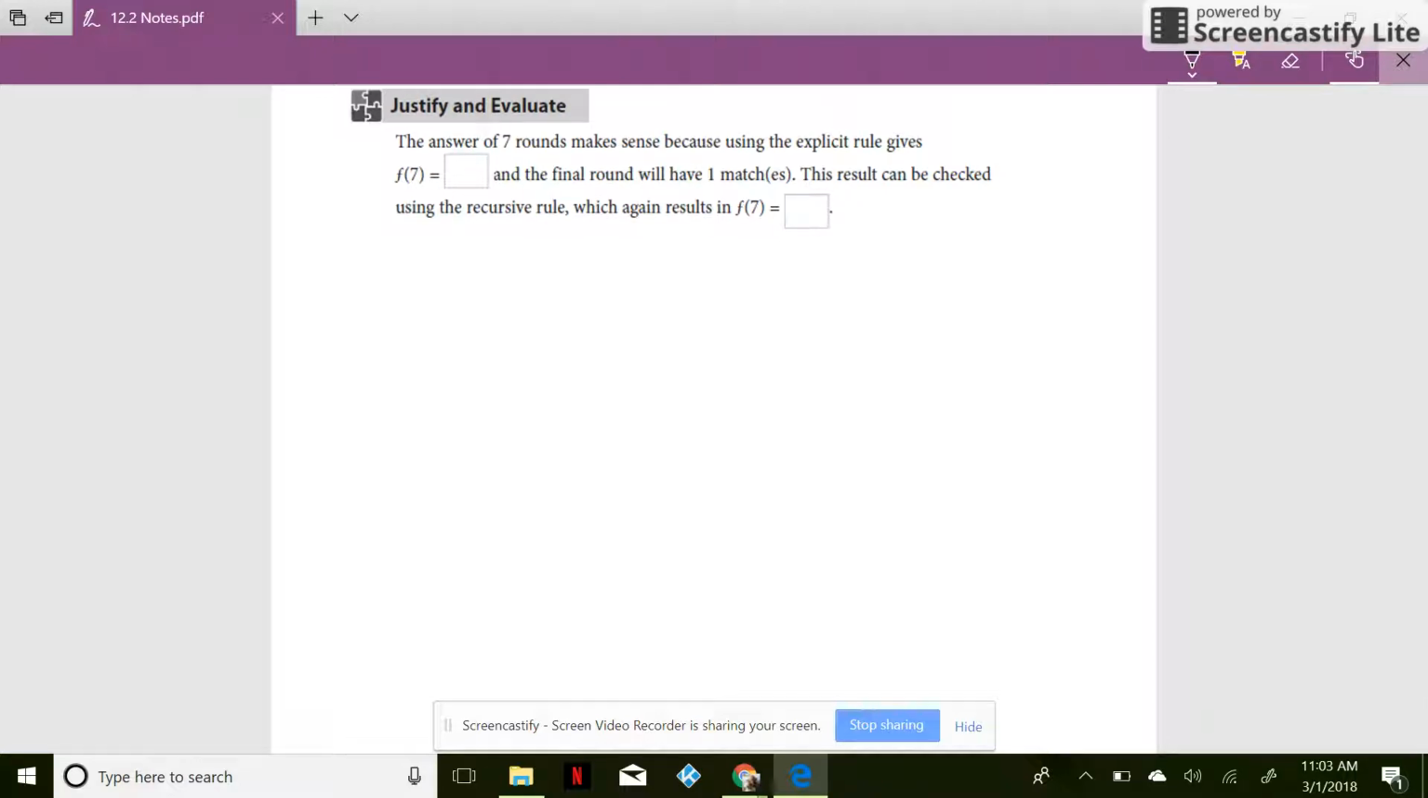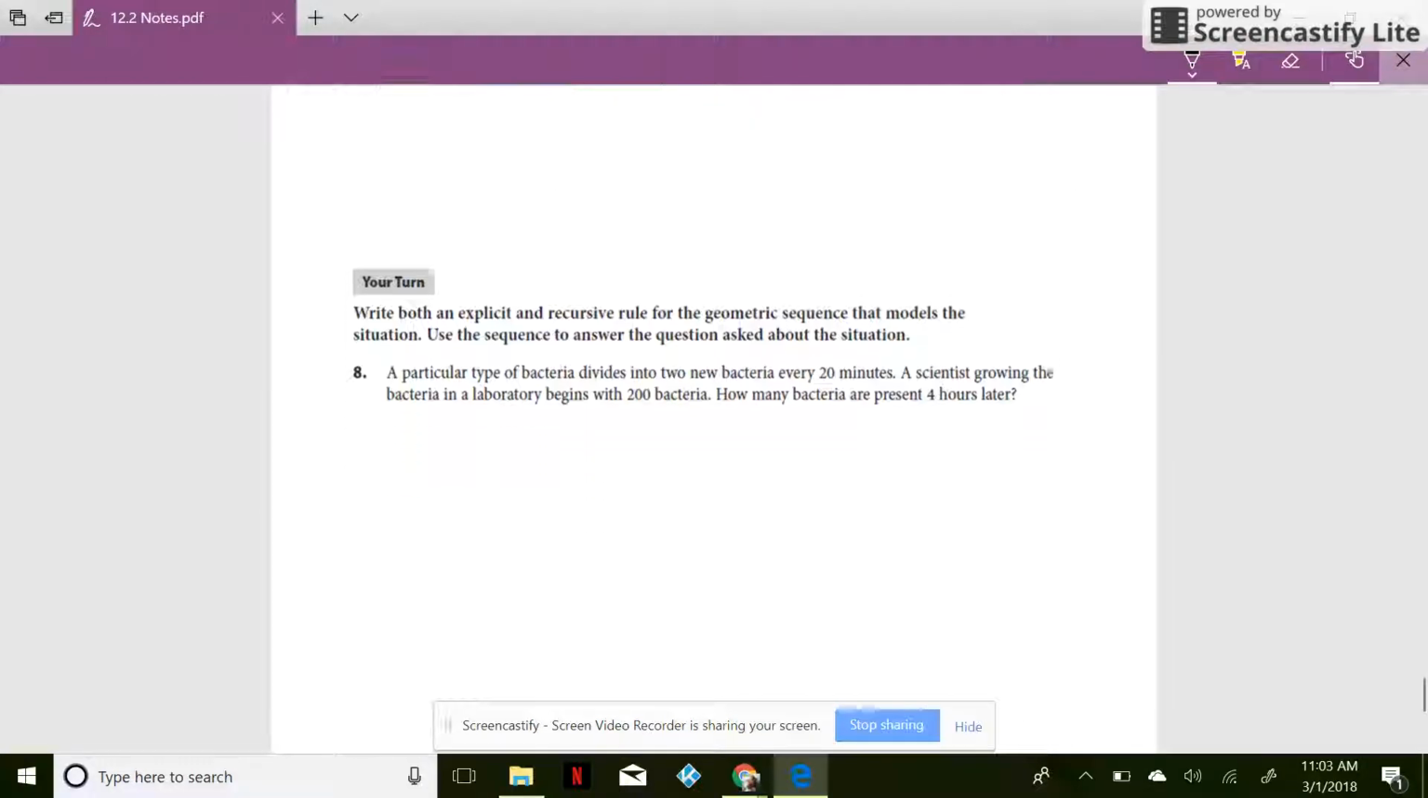The answer 7 rounds makes sense because using the explicit rule gives f of 7 is equal to 1. The final round will have 1 match. The result can be checked using the recursive rule, which again results in f of 7 is equal to 1.